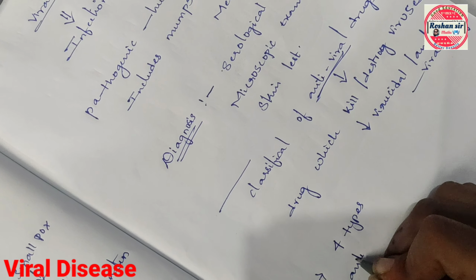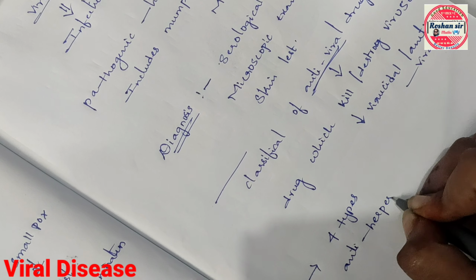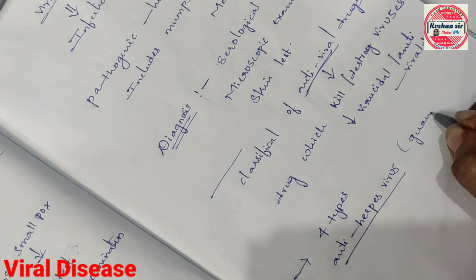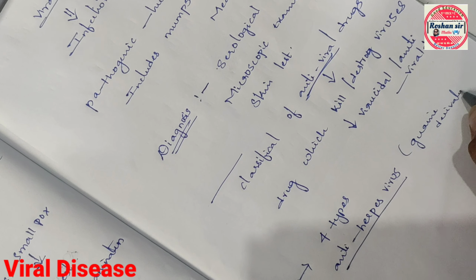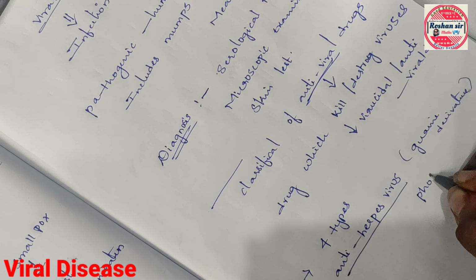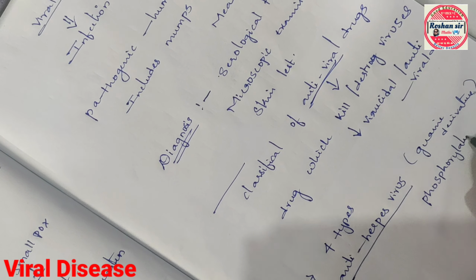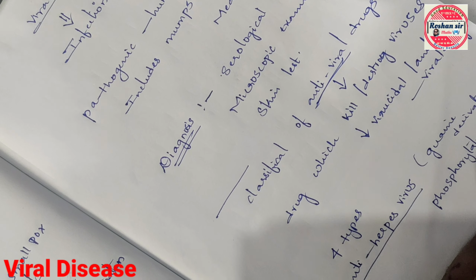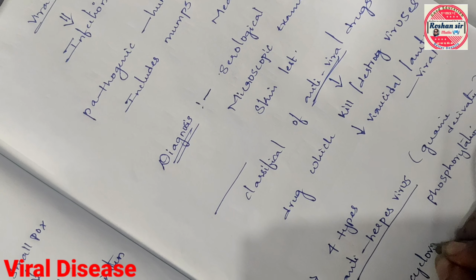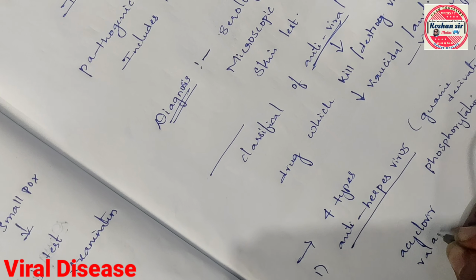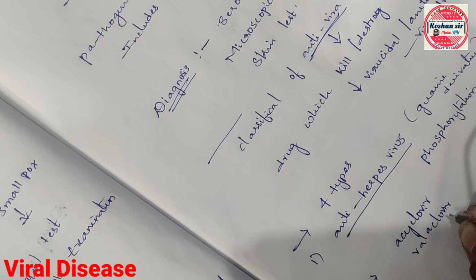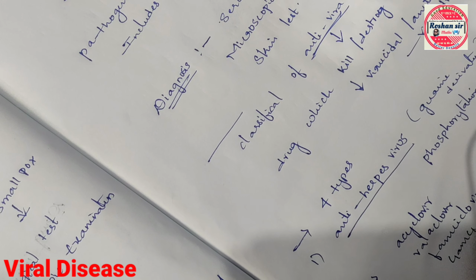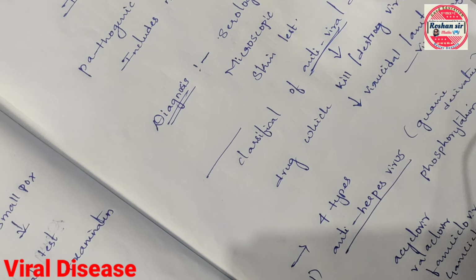One, anti-herpes virus. These are quinine derivatives, which undergo phosphorylation. Examples of anti-herpes viruses are acyclovir, valacyclovir, famciclovir, ganciclovir.